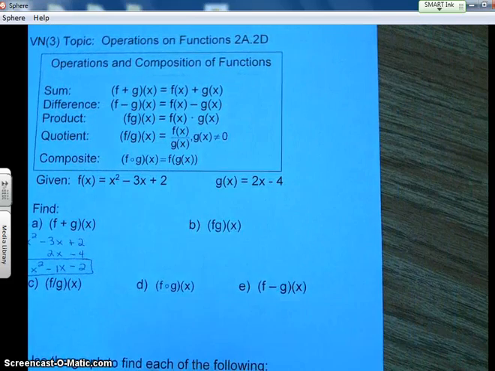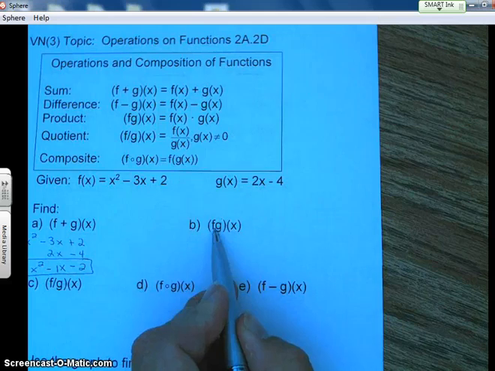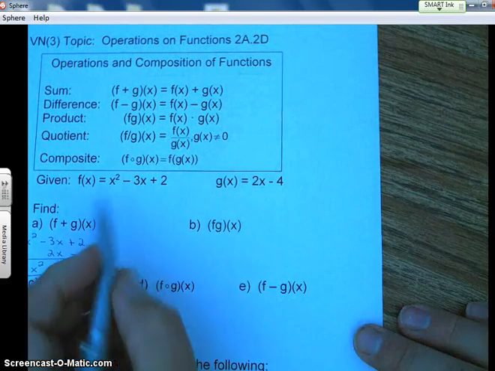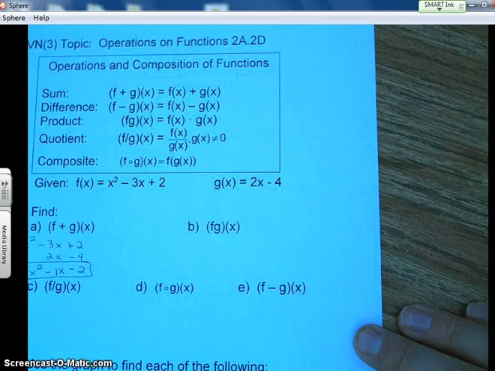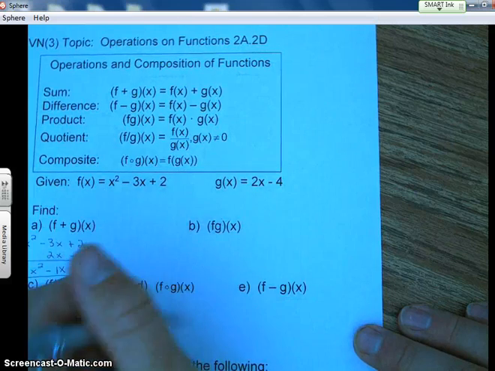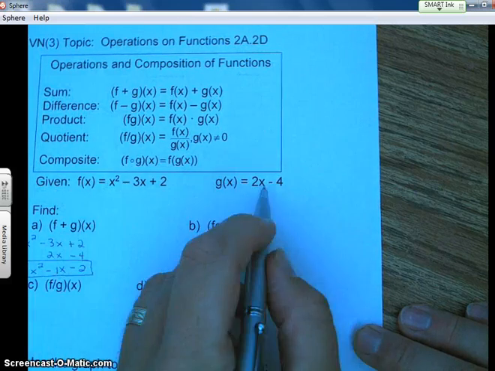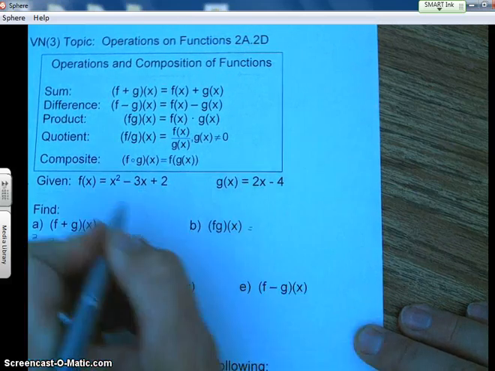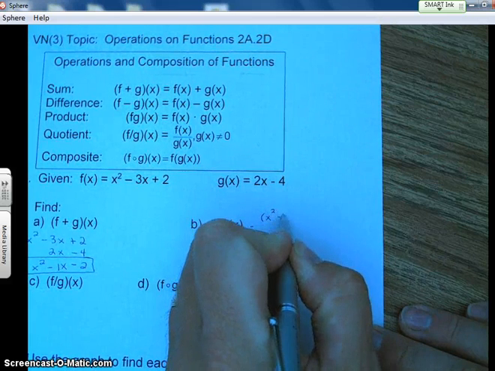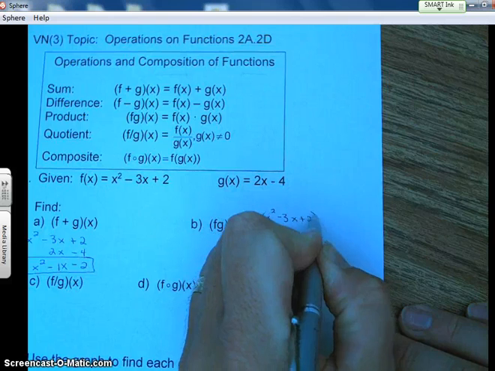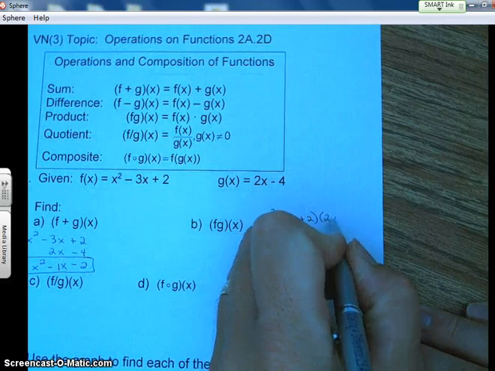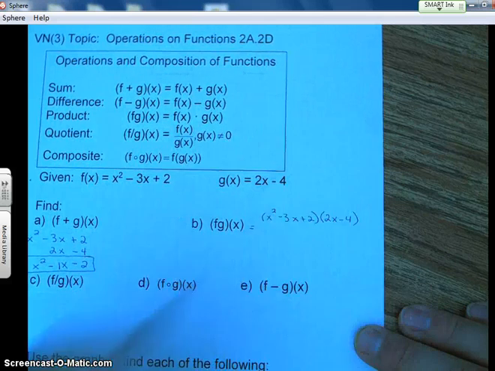Letter B, multiplication. So we are multiplying the two functions together. So there's a couple different ways to do this. One way is to distribute. So here we would have x squared minus 3x plus 2. We're multiplying that times 2x minus 4.